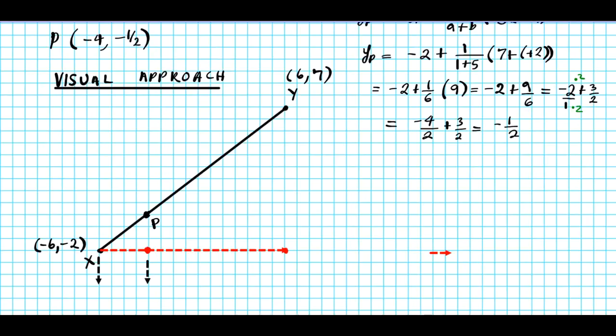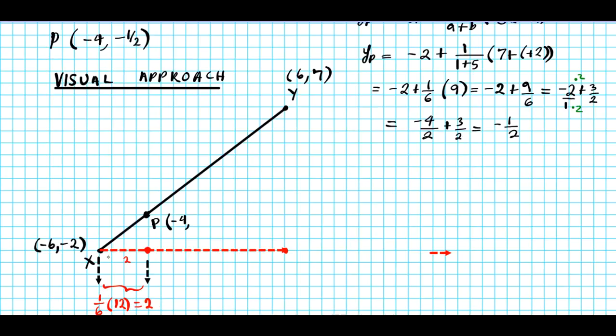Since it is in a ratio of 1 to 5, this portion is going to be 1/6 of the entire length. The entire length is going to be 6 minus negative 6, which is 12. So that length right there is 2. If this length is 2, and you add it to the x coordinate here, that tells you the x coordinate of point P, which is negative 6 plus 2, which is negative 4.